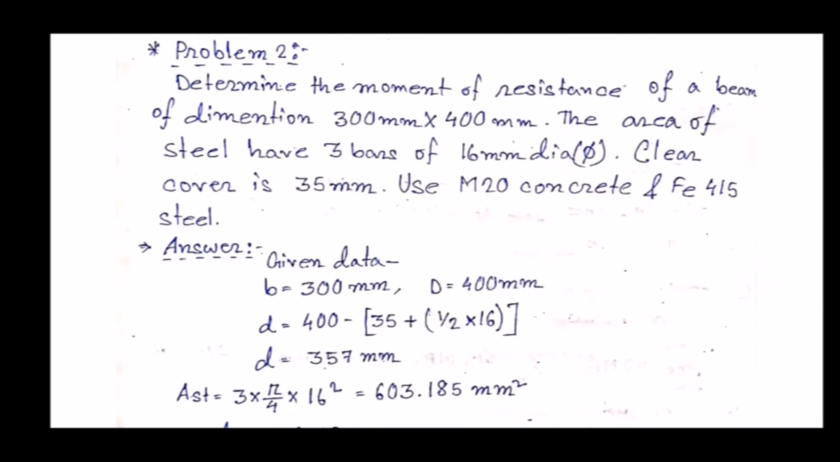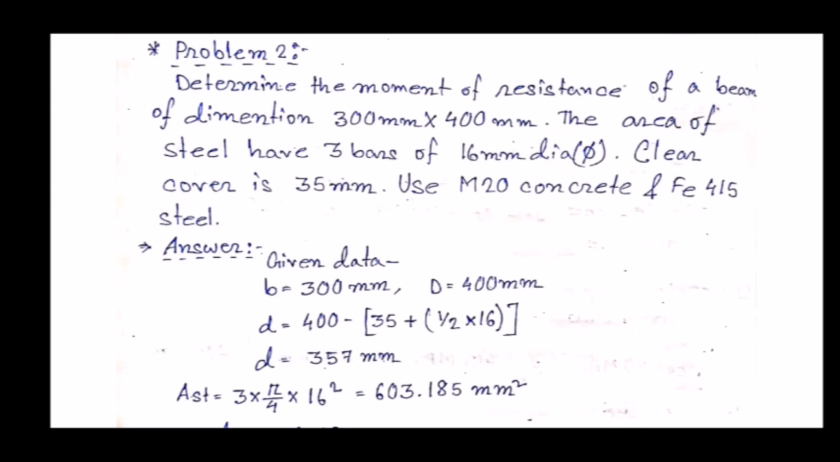Let's read out. Determine the moment of resistance of a beam of dimension 300 mm by 400 mm. The area of steel has 3 bars of 16 mm dia. Clear cover is 35 mm. Use M20 concrete and Fe 415 steel.